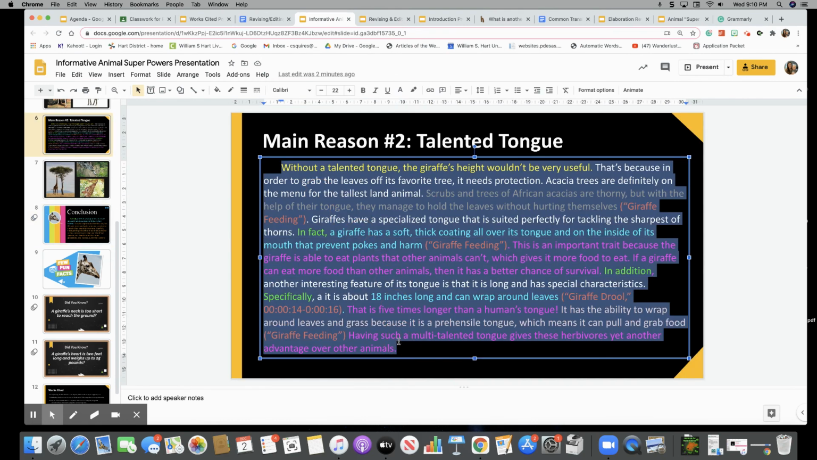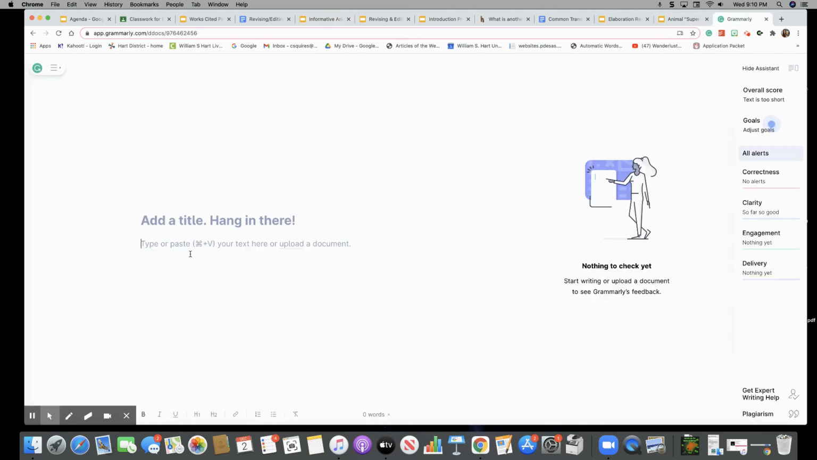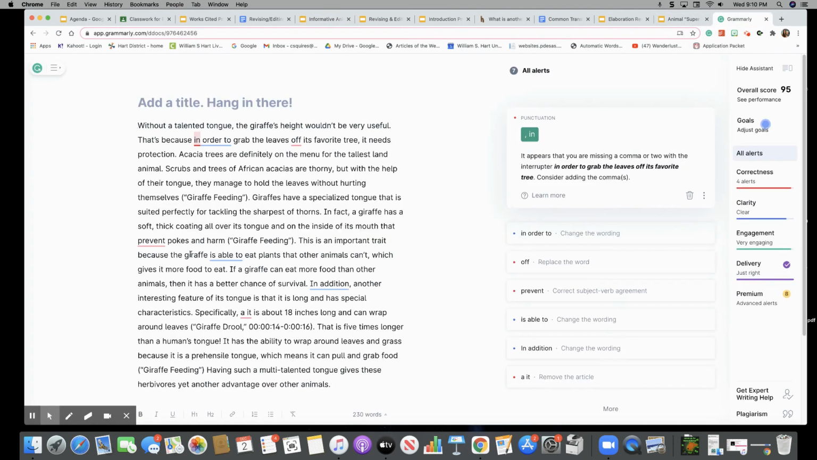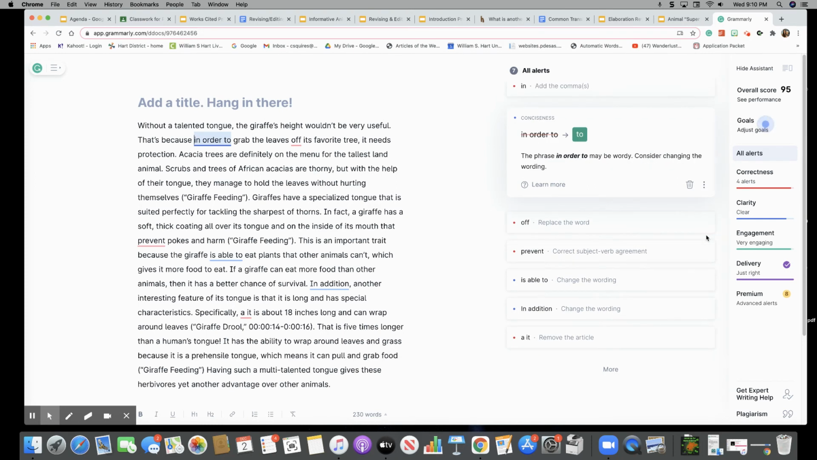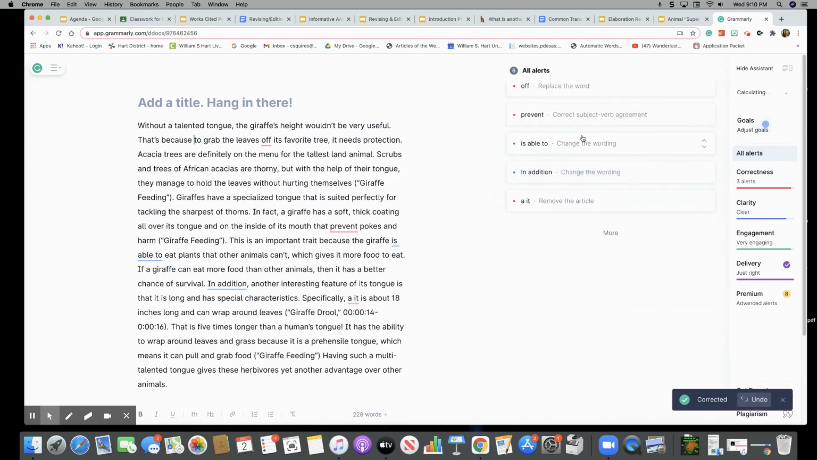If I do a big paragraph like this, I Control-C copy it, and then I can go in here and hit Control-V paste. All right, so it's finding a few things. It wants me to change the wording. The phrase "in order to" may be wordy, consider changing the wording. Okay, so they're saying that's because of "to grab leaves off its favorite tree." Okay, so maybe I want to change that.